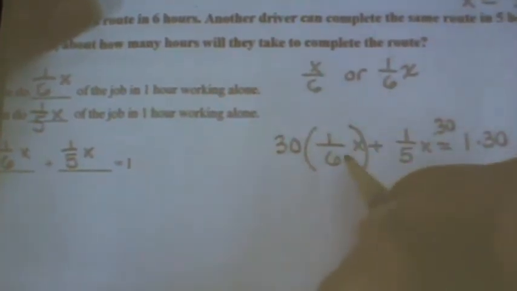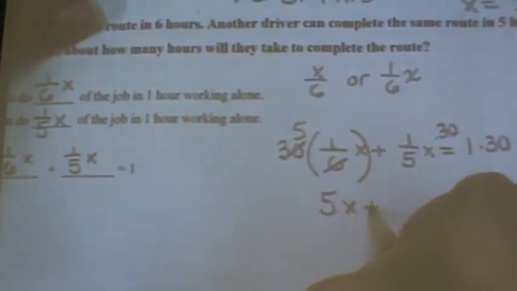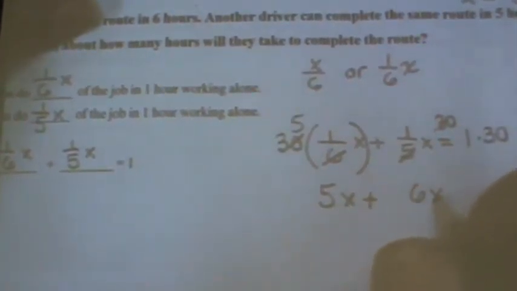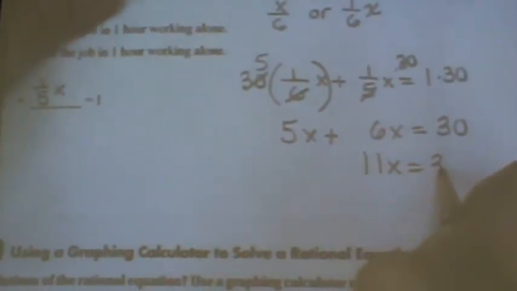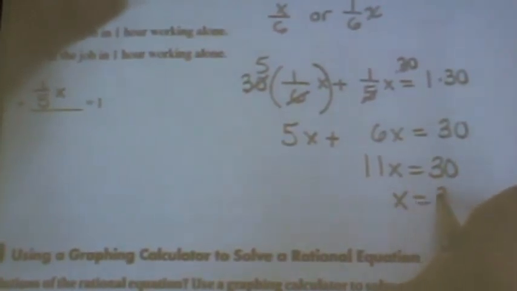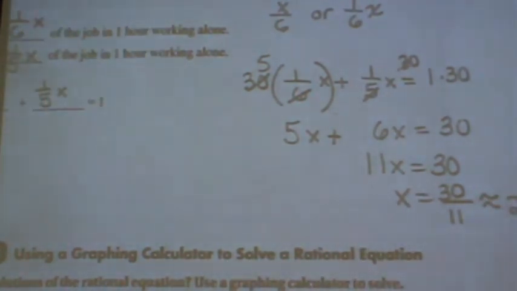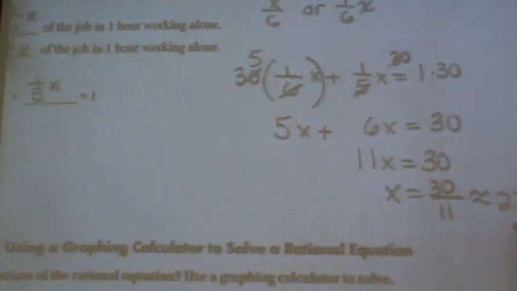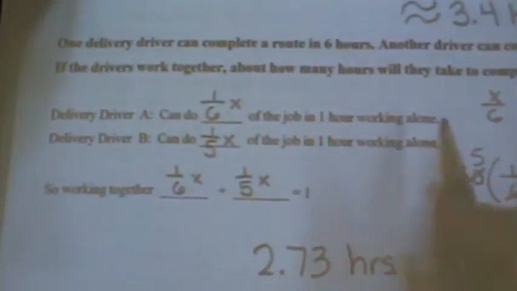Tell me what I get right here. 5x plus 6x equals 30. Next, 11x equals 30. Next, x equals 2.7, and that's about 2.73 hours. So about 2 hours and 45 minutes, almost, a little less than 45 minutes, but 2.73 hours. The job will get done if they do it together.